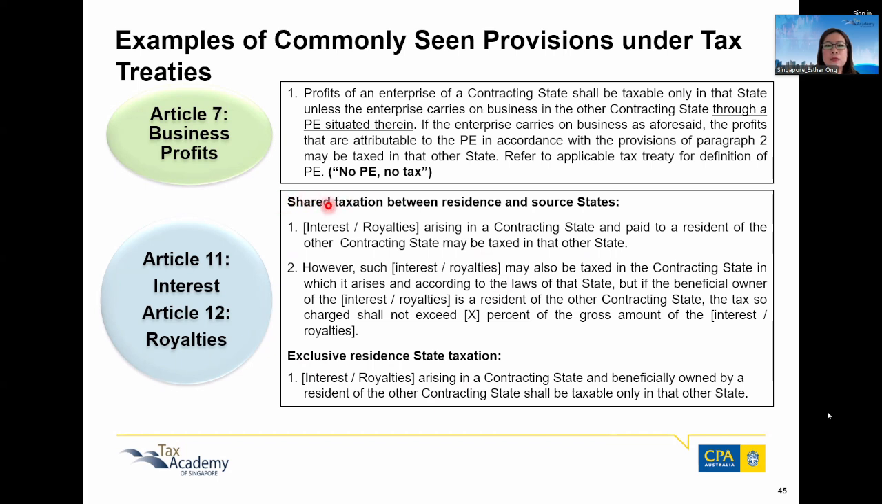Then the other common way that we structure the taxing right would be shared taxation. For example, interest or royalty arising in a jurisdiction and paid to a resident of the other jurisdiction may also be taxed over there. So both jurisdictions share taxing right. However, we typically provide for a taxing rate here which is lower than the relevant domestic tax rate. So that is how double tax treaty benefits the non-resident.